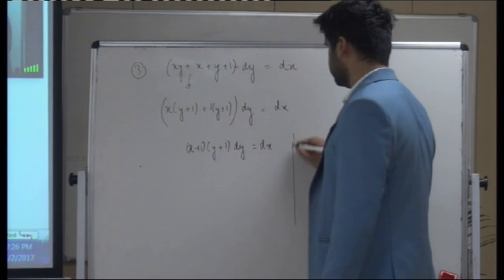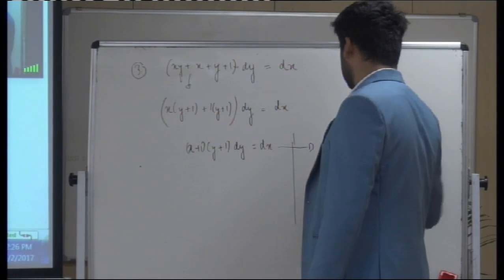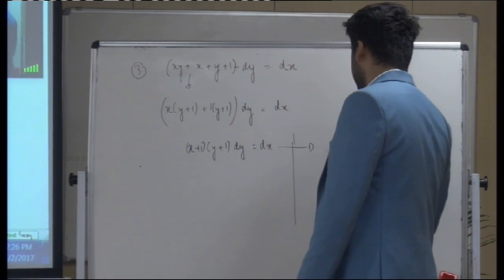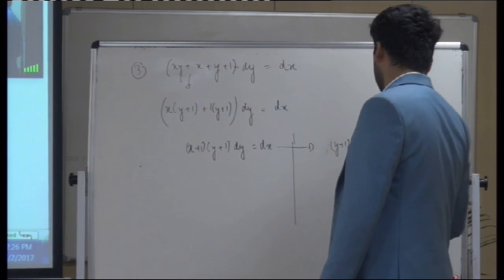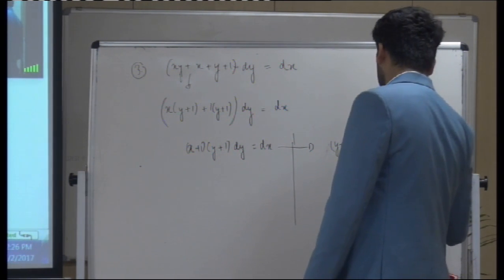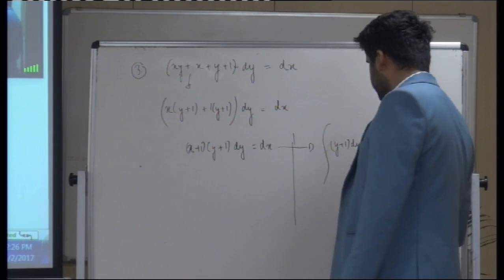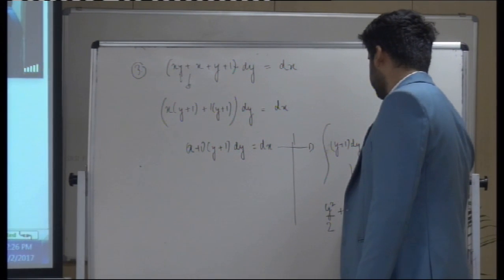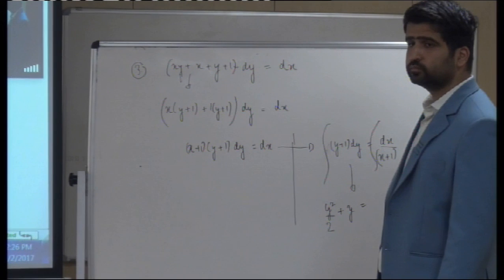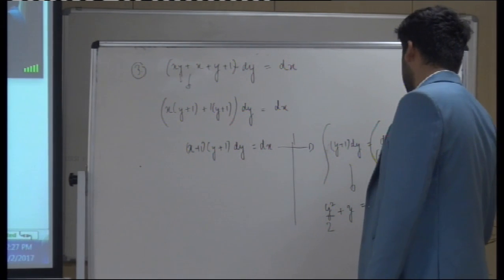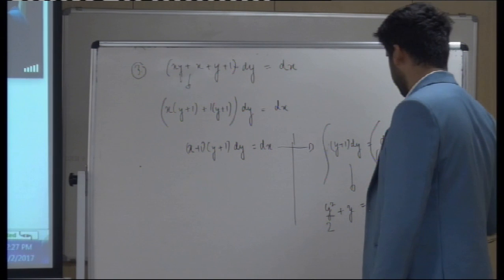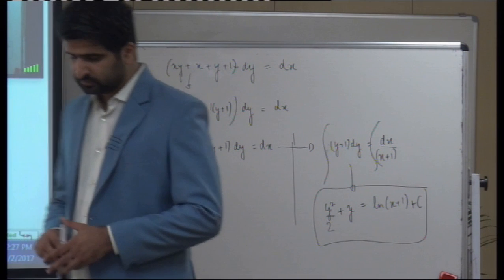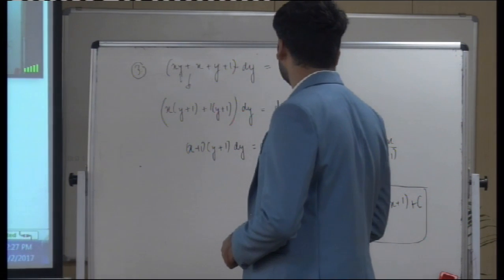Next step, we will separate the variables, separating the variables of y on one side: (y plus 1) dy is equal to dx upon (x plus 1). Integrating both sides, integration of y plus 1 is y square by 2 plus y is equal to natural log of (x plus 1) plus c. This is the answer. Okay. Clear?